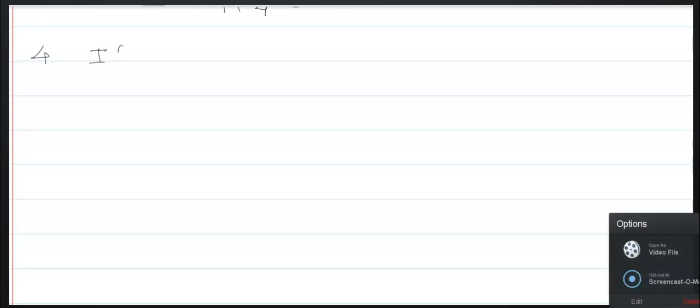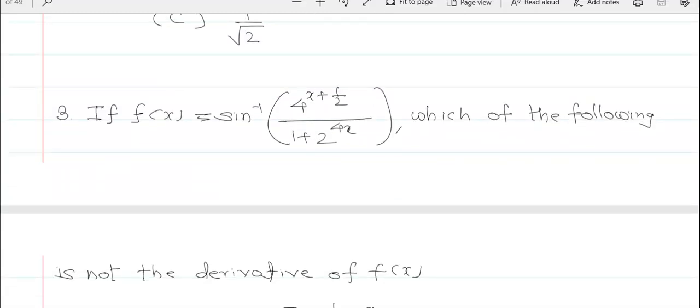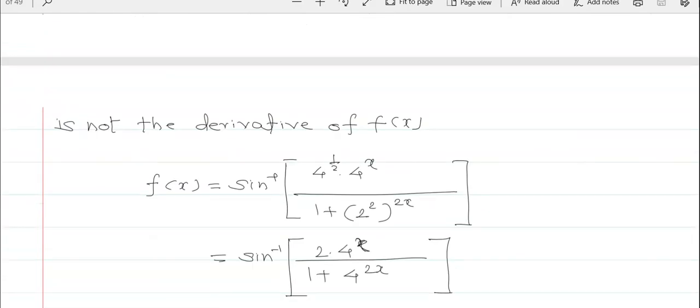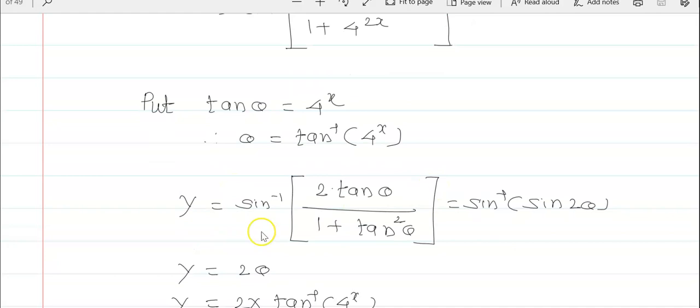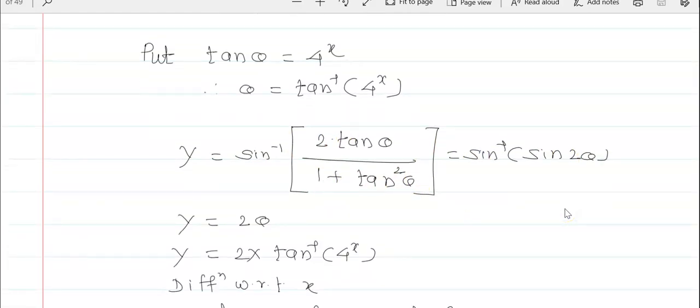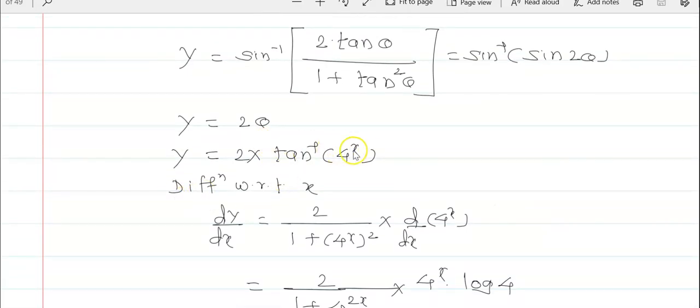Now see the second answer. Given the function f of x, substitution tan theta is equal to 4 raised to x, theta is equal to tan inverse of 4 raised to x. Therefore y is equal to sine inverse of 2 tan theta upon 1 plus tan square theta. If we simplify this, then you will get sine inverse of sine of 2 times theta, and that is equal to 2 theta. Theta is tan inverse of 4 raised to x. Now differentiate this with respect to x. This is a 2. Tan inverse of 4 raised to x means what? 1 upon 1 plus 4 raised to x bracket square into d/dx of 4 raised to x. What is the derivative of 4 raised to x? 4 raised to x into log of 4.